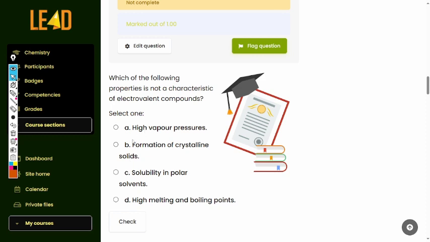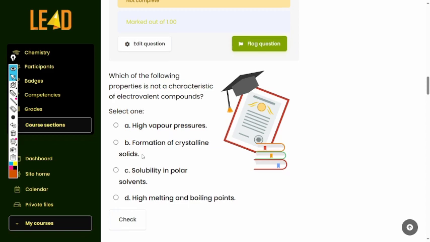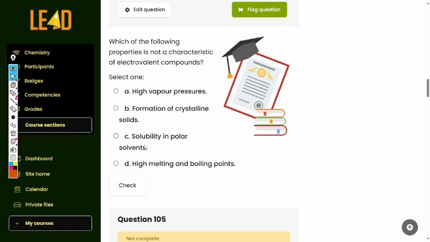Now, ionic compounds or electrovalent compounds can form crystalline solids. An example is common salt. Salt is a crystalline solid at room temperature, and that's an ionic compound. Solubility in polar solvent. This is also true for electrovalent compounds because water is an example of a polar solvent, and they are soluble in water. They also have high melting and boiling points, so the odd one here is the high vapor pressure.